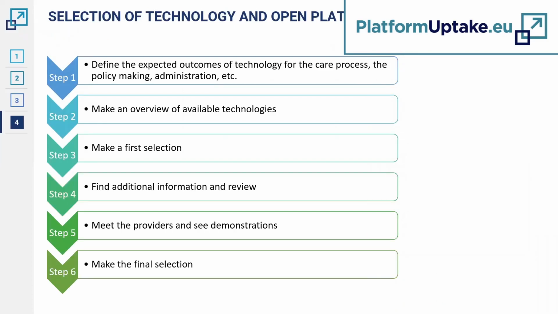To make the selection of technology and open platforms, there is a 6-step action plan developed in the Netherlands by the AFEdemy, Dorp, and Willeke. Willeke is a research organization in the Netherlands, and we mainly use these steps to clarify which steps are essential to take if you select technology.